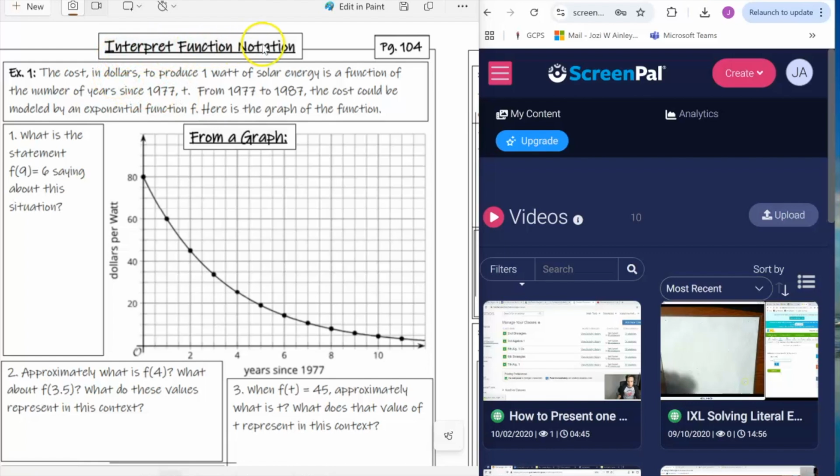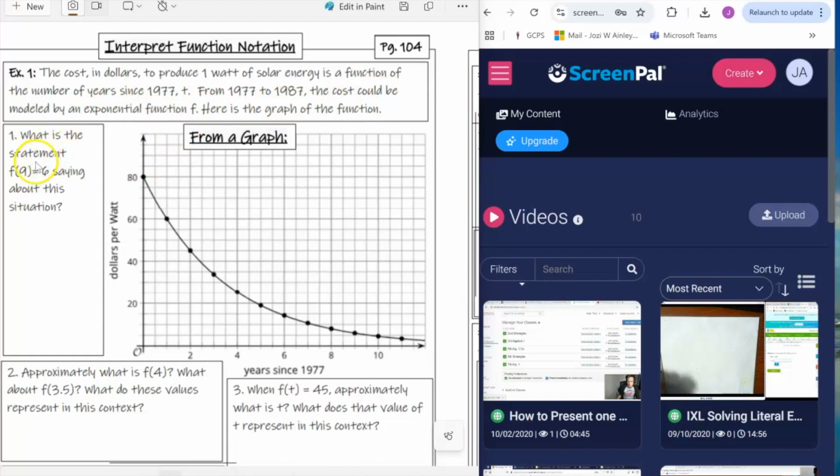All right, so we're going to go ahead and interpret function notation. First one we're going to look at is from a graph. So in example one, it says the cost in dollars to produce 1 watt of solar energy is a function of the number of years since 1977, labeled T. From 1977 to 1987, the cost could be modeled by an exponential function f. Here's the graph of the function.